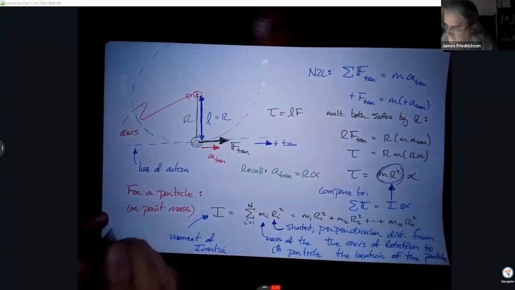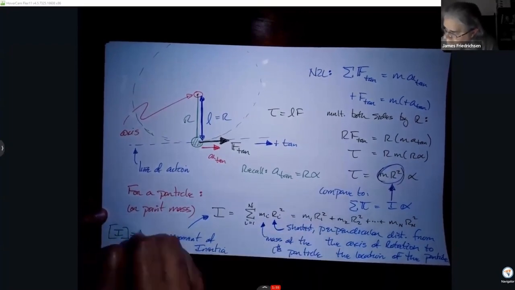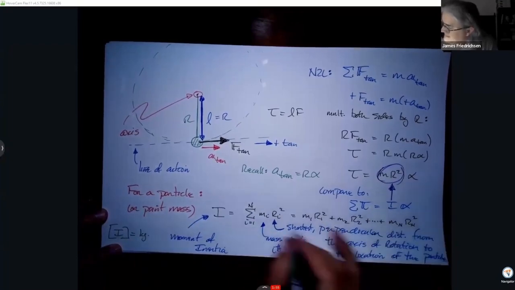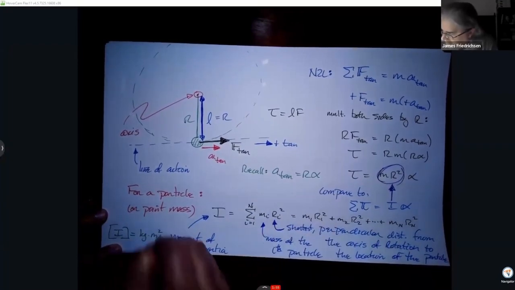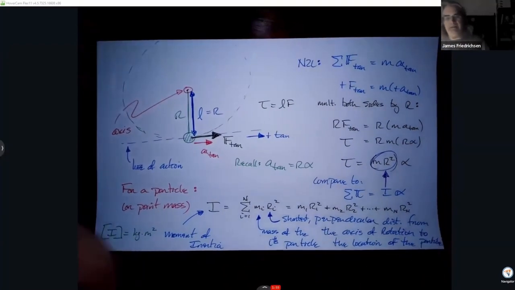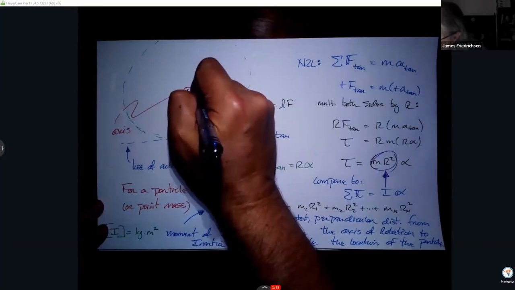And when we look at our units, they're going to be mass units, which are kilograms, times distance units squared. So kilograms times meters squared will be the units of these moments of inertia. Now, I'd like to do an example to show you how these things will go, but we're going to take a break.